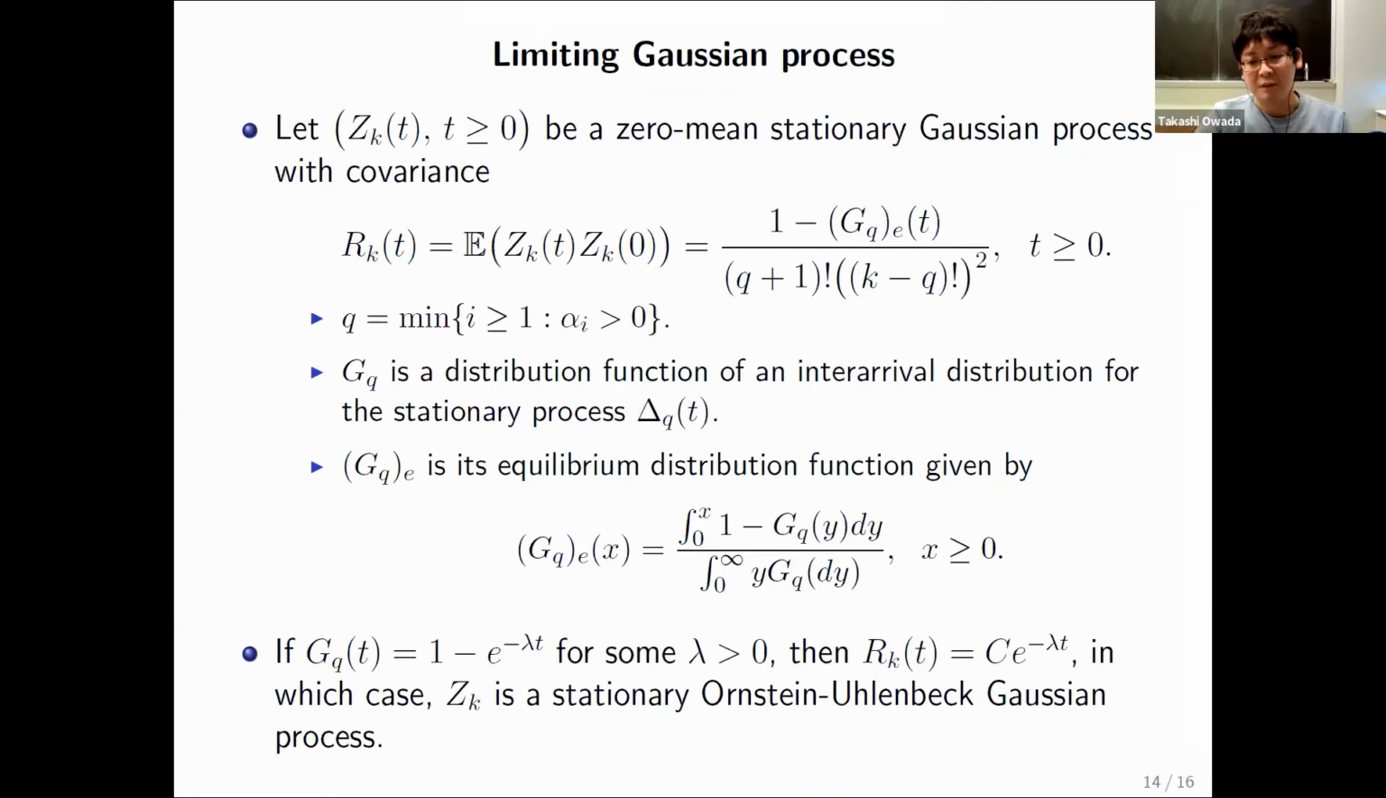In the special case, if you assume the interarrival time of the renewal process is exponential with parameter lambda, then an easy calculation shows that the covariance function is equal to C times e to the minus lambda t. So in this case, we can say G sub k is a stationary Ornstein-Uhlenbeck Gaussian process.